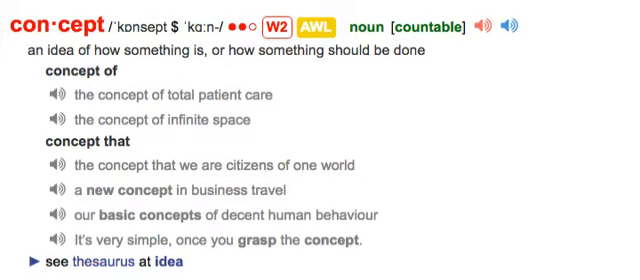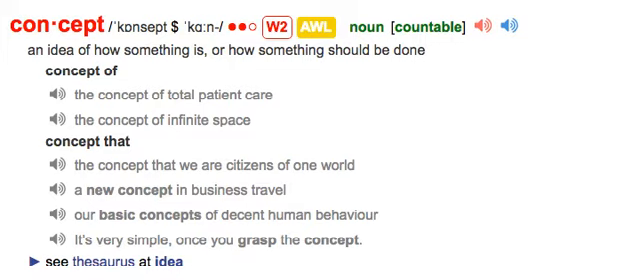Can you see? Concept goes with lots of words. We've got that, in, of. That's why it's one of the more difficult words to learn. Next example. It's very simple once you grasp the concept. So there's a collocation, grasp. When you grasp the concept, you've got it. You understand it.